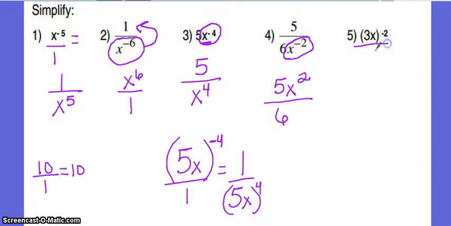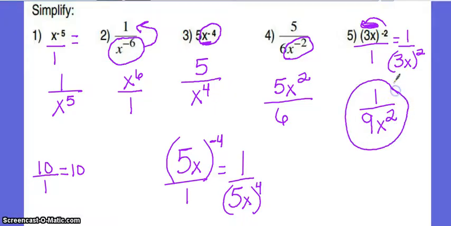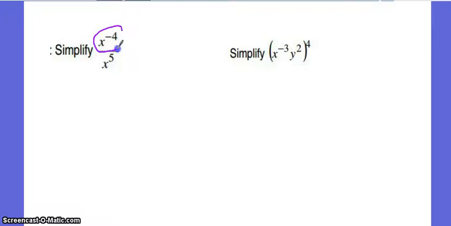This one is a little bit different because it's going to everything. So you're going to have 1 over 3x to the positive 2. And then you can expand that into 9x squared. Okay, and then let's do some more. Again, if it's negative, it goes to the bottom, or it flips. So this is going to be 1 over x to the 5th, and then now you're moving x to the 4th, which means now you have 1 over x to the 9th.